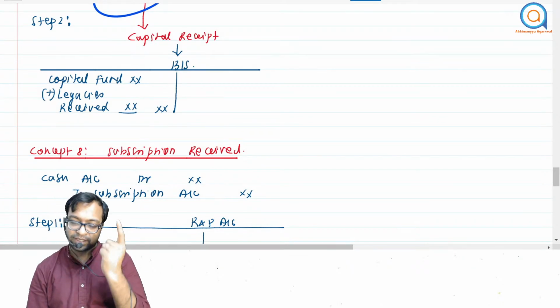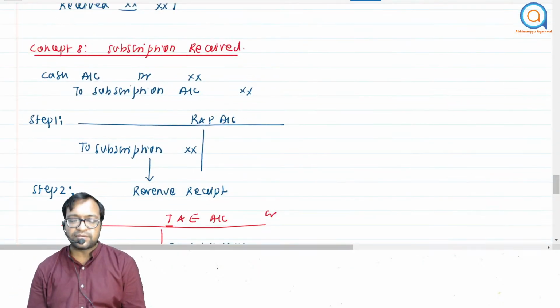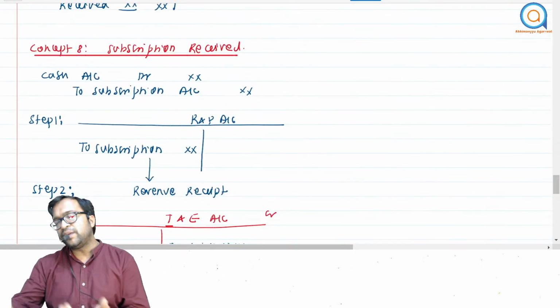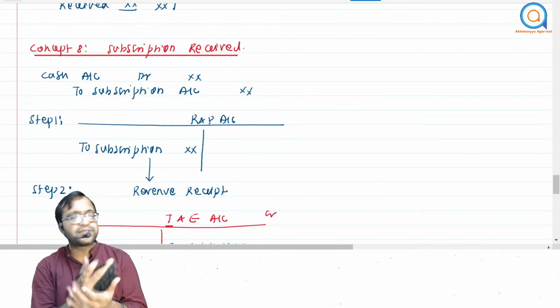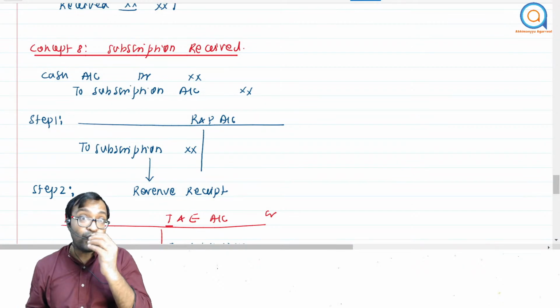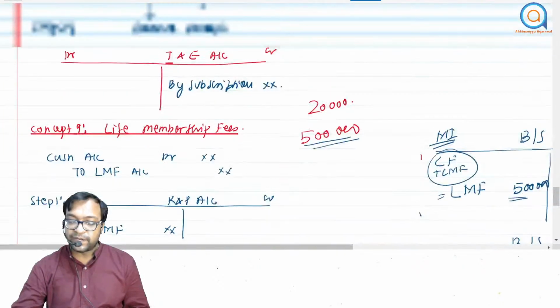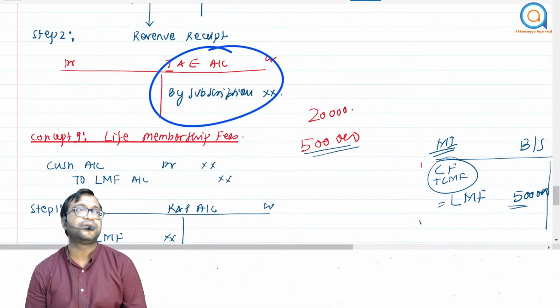Quick. Next, sir, next. Subscription receipt. When you receive subscription, cash account debit to subscription. In receipt side, you will write in receipts and payment. Now, subscription received is a revenue receipt. So, it will come on the credit side of income and expenditure, sir. Credit side of income and expenditure.